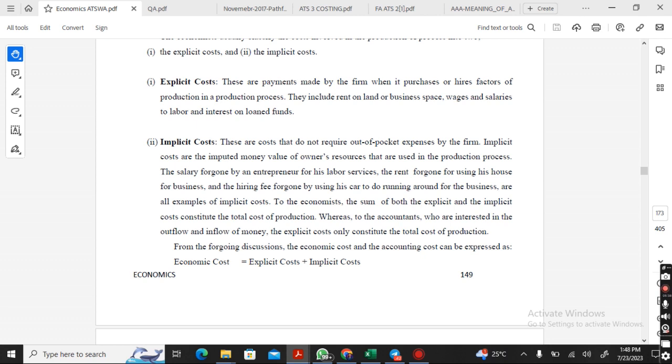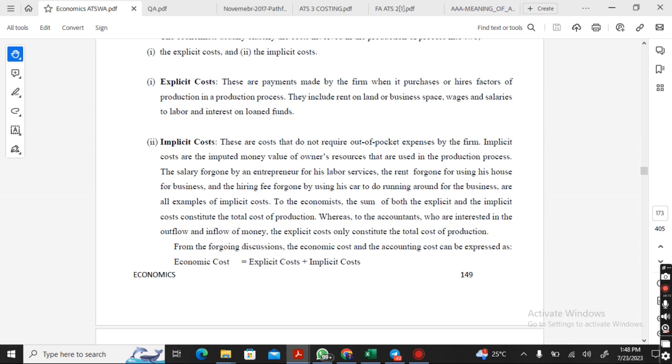But this one is talking about implicit cost: the money value of owner resources that are used. You use the entrepreneur's money instead of the company's money. So they forgo some things, like the hiring fee forgone by using his car to run around for the business. These are called implicit costs. And to the economist, the sum of both explicit and implicit costs constitutes the total cost of production.